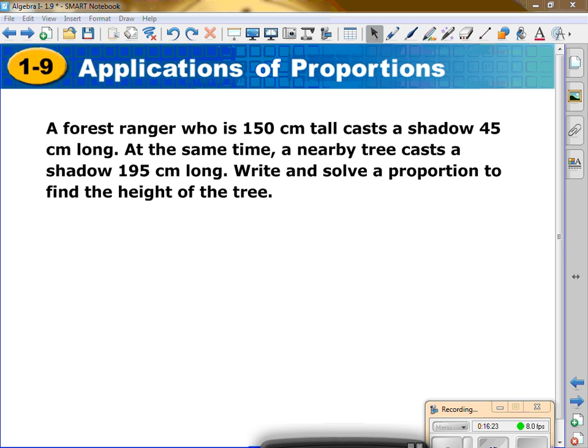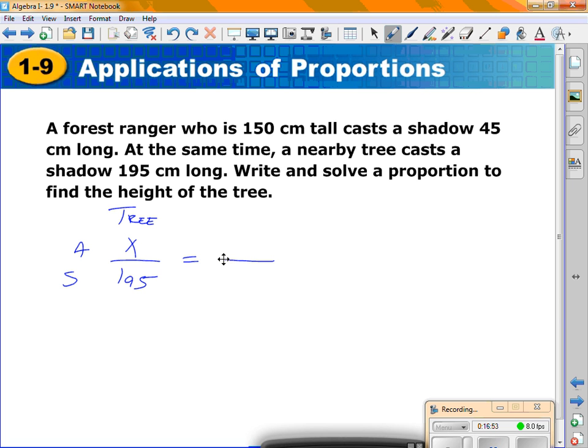All right, to set this up, give me one setup. Give me the left-hand side. Okay. X over 195. X is the actual, 195 is the shadow. What are we talking about here? The tree. Equals, now let's talk about the person. 150 over 45. Now, don't think that the shadow has to be longer than how tall the person is. It all depends on what time of day it is.